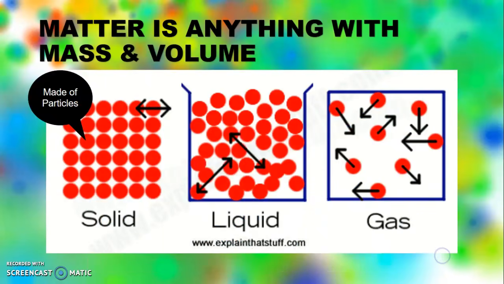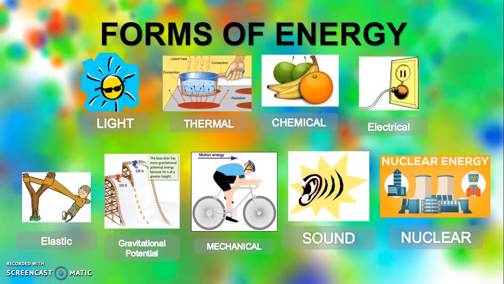Here we go. You have learned that matter is anything with mass and volume. Matter is stuff that takes up space and is made of particles. The type of particles and the way that they're arranged tell us about what the matter is. You've also learned about energy. There are many different forms of energy. Energy and matter are the two things that make up our universe.